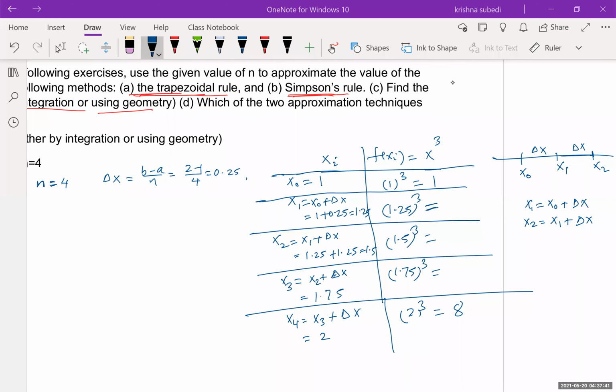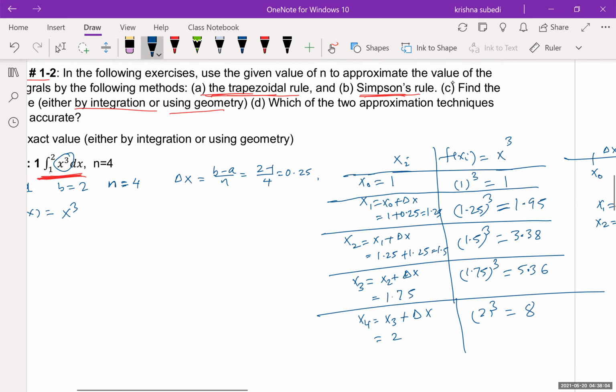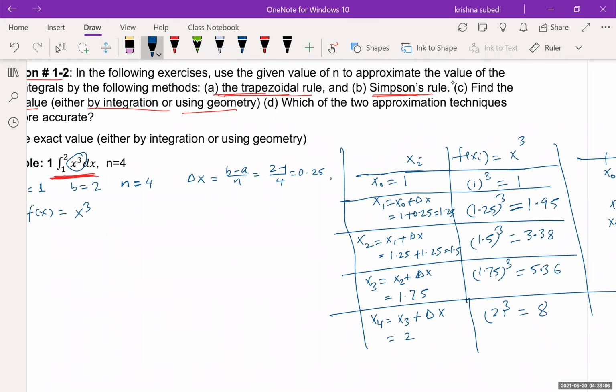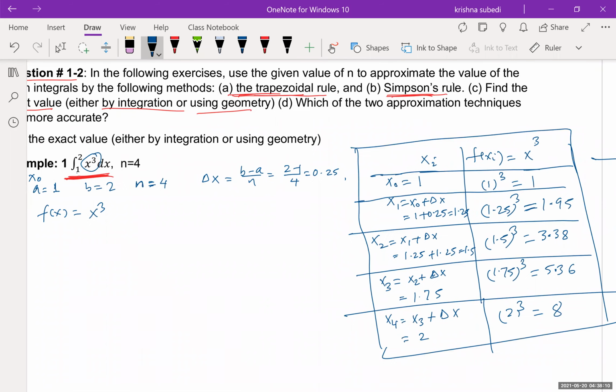So 1.25 cubed will be 1.95, and this one will be 3.38, and this is 5.36. That's what you wrote in the chat box. I'm just copying this, and I trust that these are the correct calculations. Okay, all right, so we got the table and we got all the values that we need.